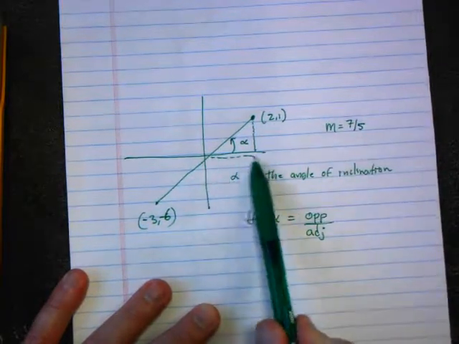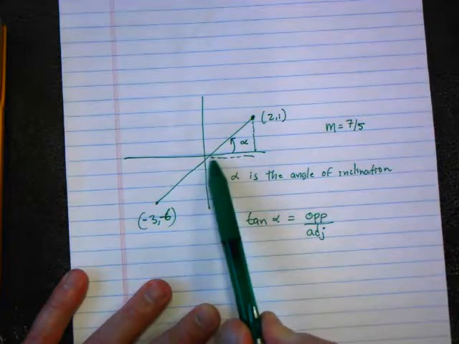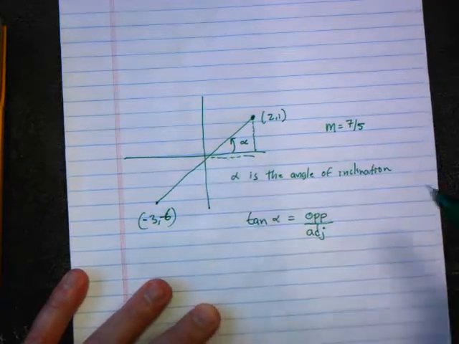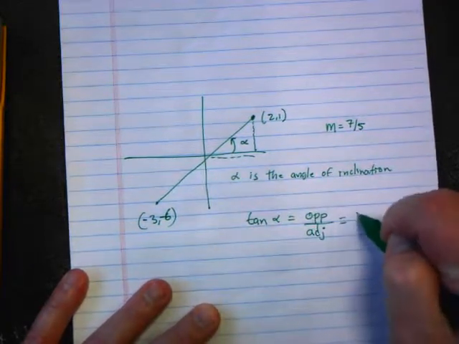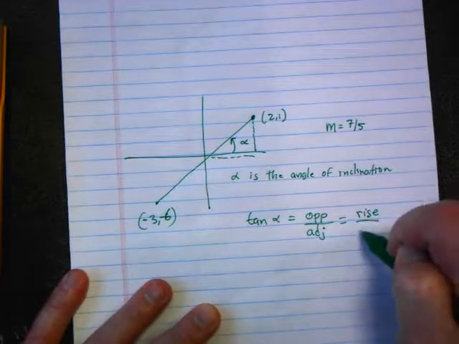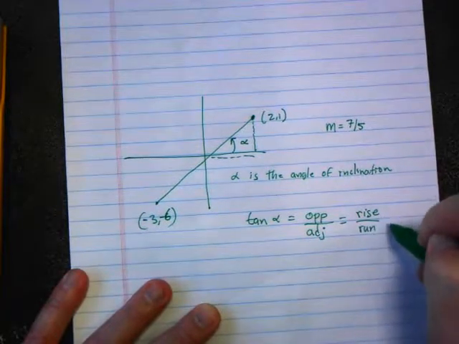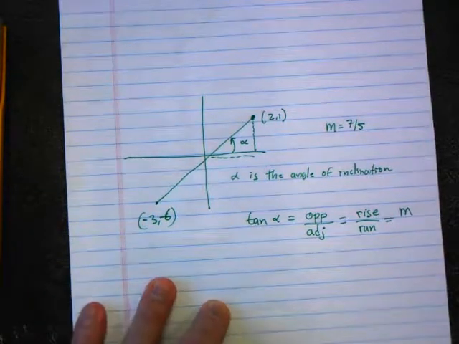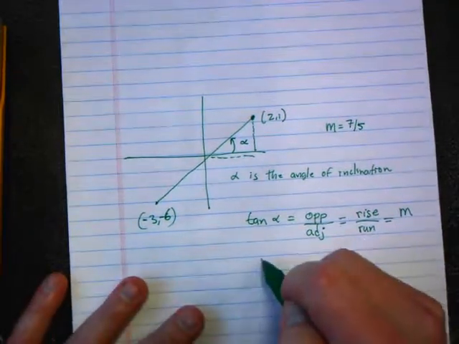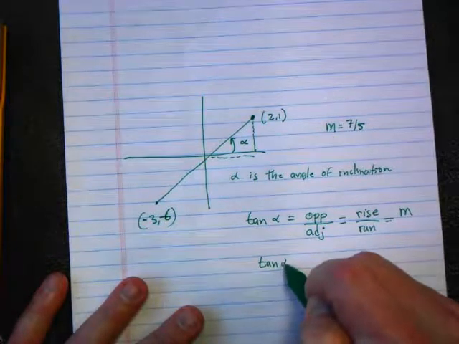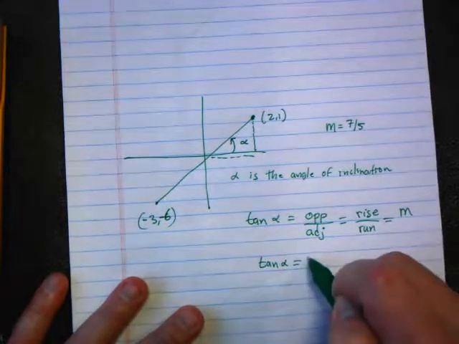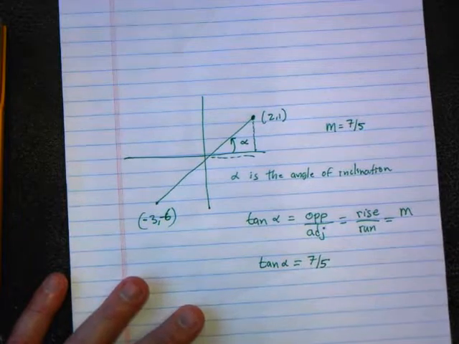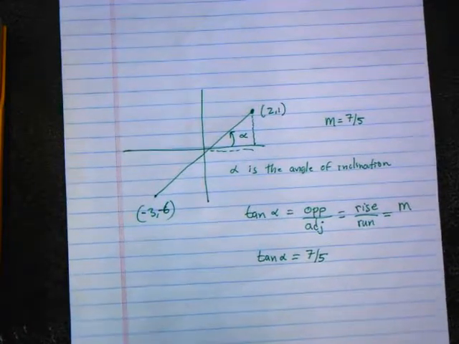And what's another name for adjacent? It's going left or right, so that's the run. So tangent of alpha is opposite over adjacent. It's also rise over run, which is another way of saying slope. Okay, so in this case, tangent of alpha would have to be 7/5. How do I get that alpha all by itself?